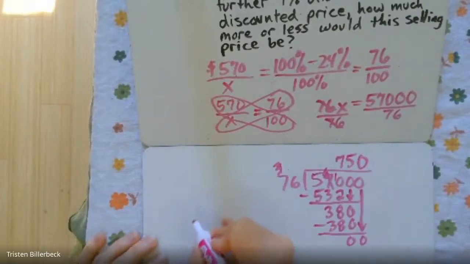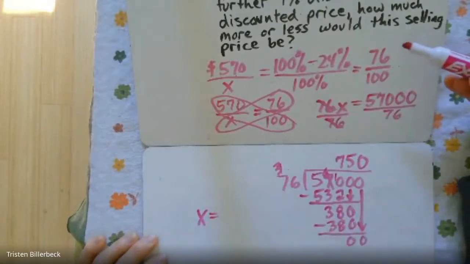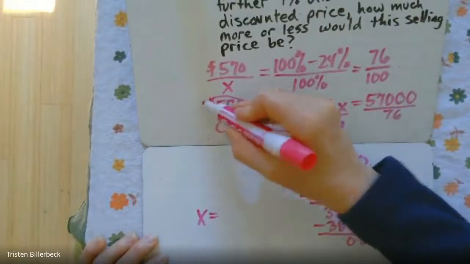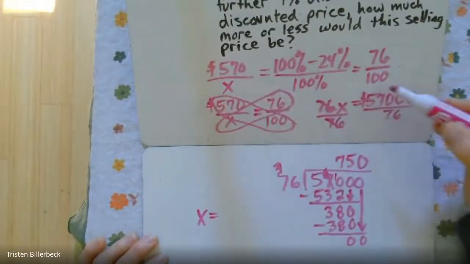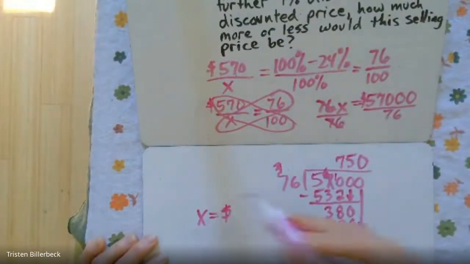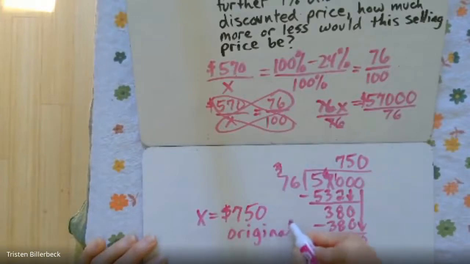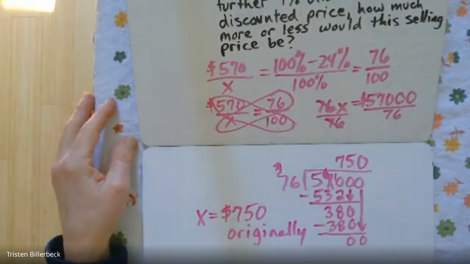So X equals, and let's look at what our units were. We had $1 left. So there was $1 over here. So these were dollars. So we're dealing with $750 originally. So that's what the marked price was before the discount.